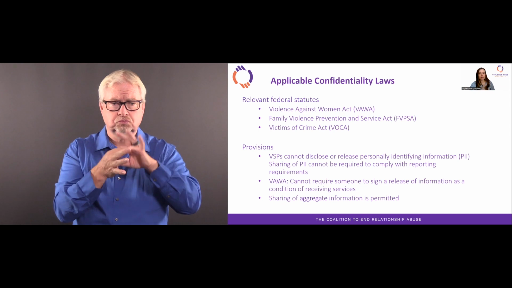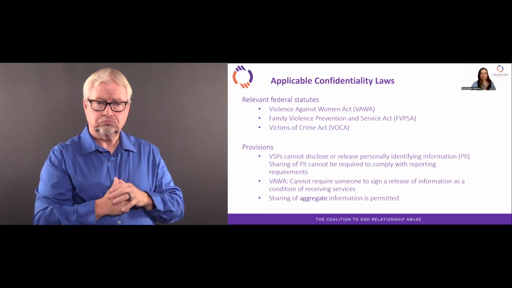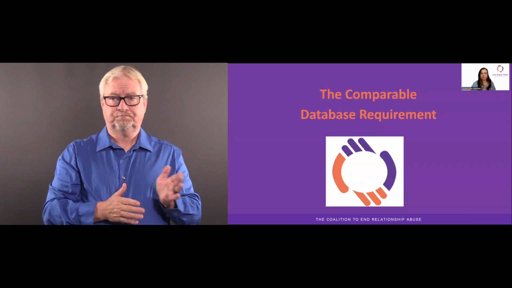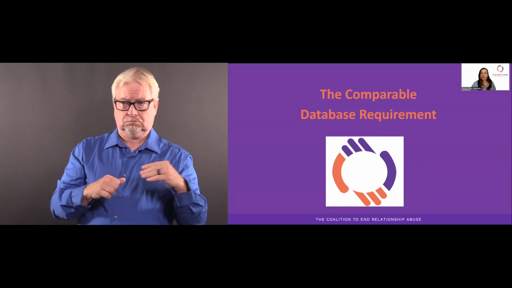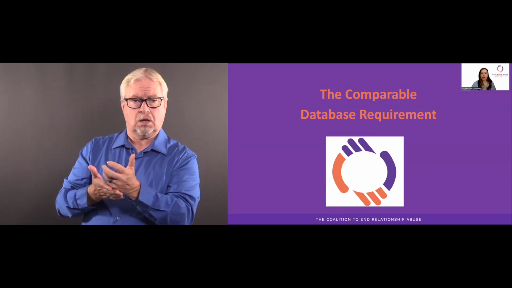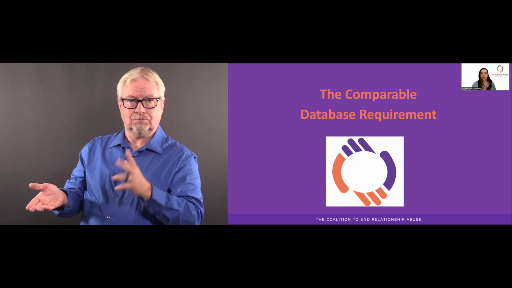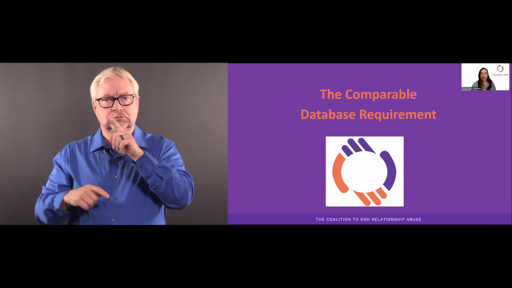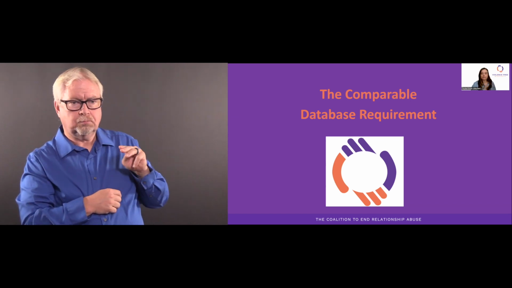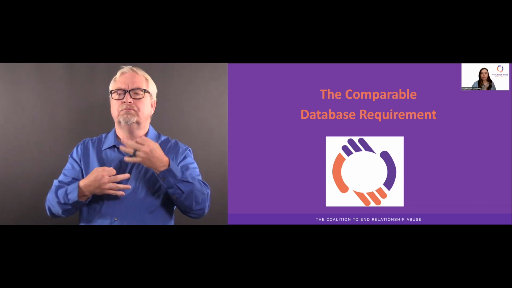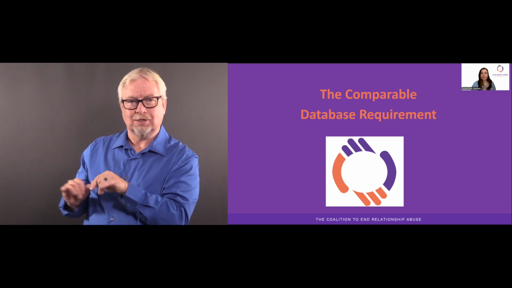We've learned a little about HMIS, how it impacts data collection and sharing of information about survivors of violence, and why VSPs are not permitted to use it. Let's now turn to the alternative, comparable databases.